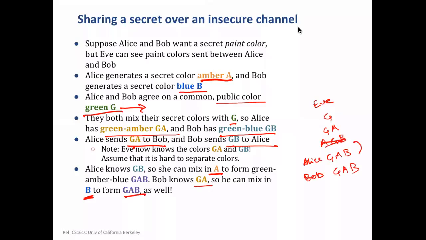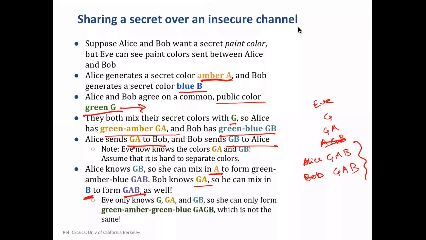Okay, so both have the same color, essentially the same key. What can Eve do now? Eve knows G, Eve knows GA, Eve knows GB. Now she can form only green, amber, green, blue, GAGB, which is not the same as GAB. Got it?